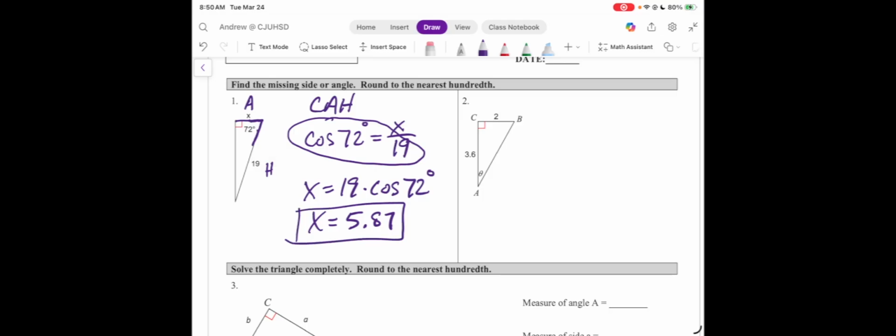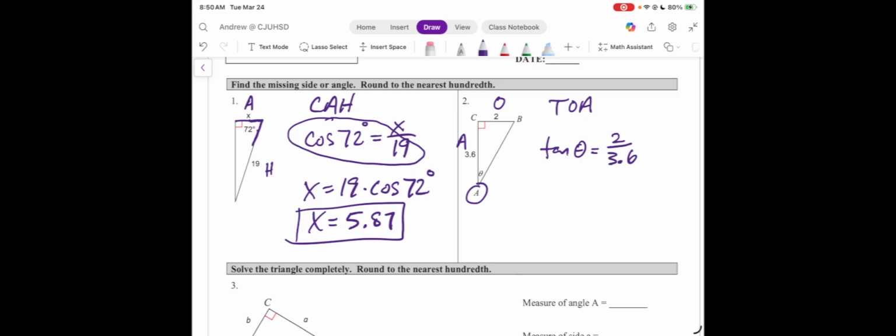Okay, number 2, we're going to find the angle theta. That's right down here on point A. 2 would be opposite, and 3.6 adjacent. The unknown side is the hypotenuse. So that would be tangent, right? TOA. The tangent of the angle is 2 over 3.6. Well, that's the ratio, but we need the angle.